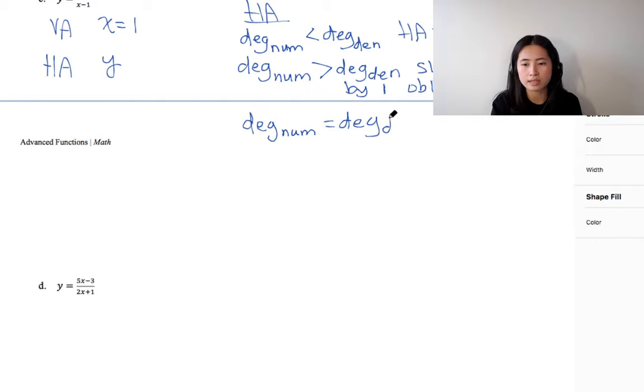So in that case, you would have to divide your numerator and your denominator by the highest power of x, right? I'm going to go over that in a bit, so this is all going to make sense afterwards. So equal numerator and denominator, therefore there should be a horizontal asymptote.